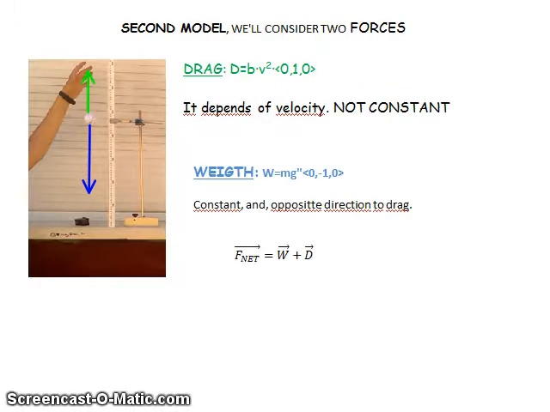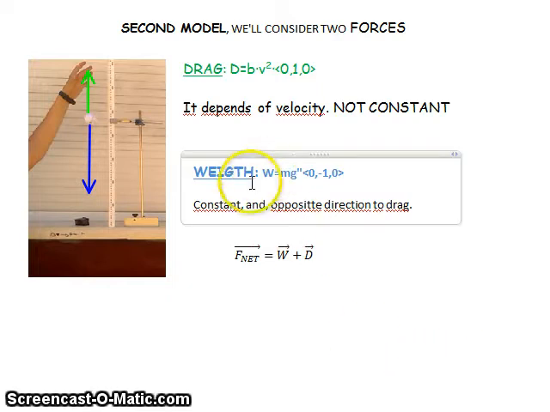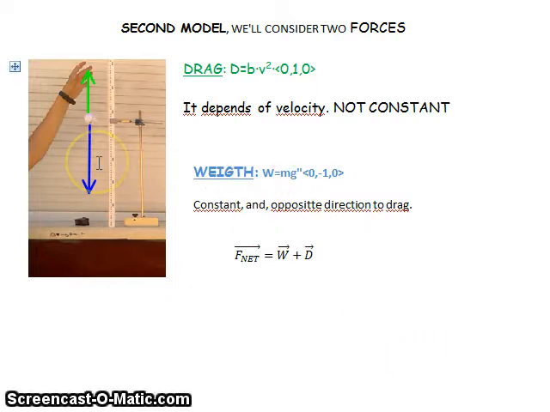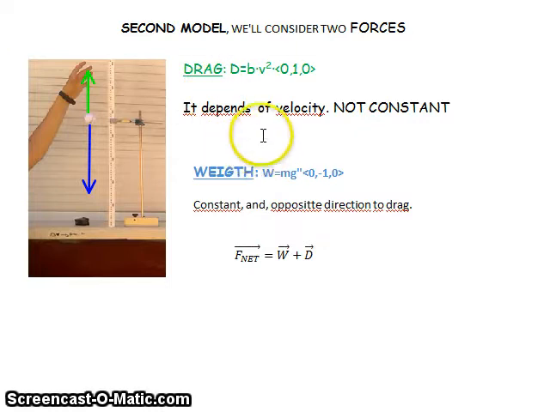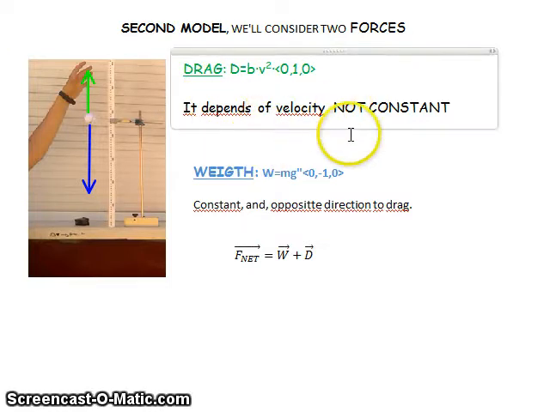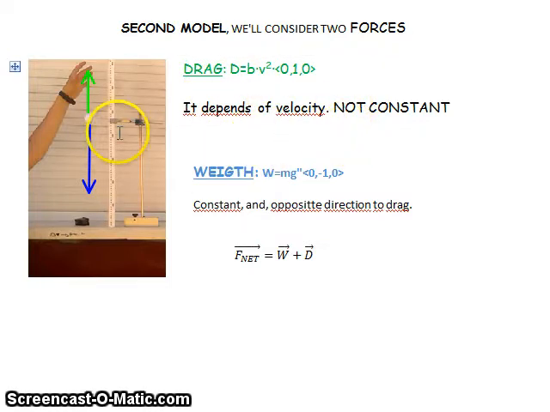And in the second model, we consider two forces: the weight, represented by a blue arrow, and drag. Drag is dependent on the velocity, isn't constant, and is always opposite to the weight. It's represented by a green arrow.